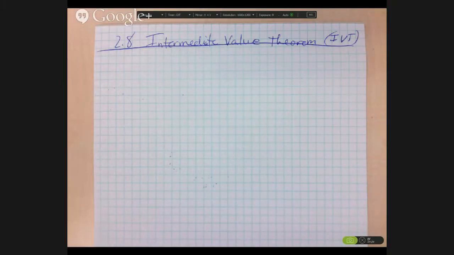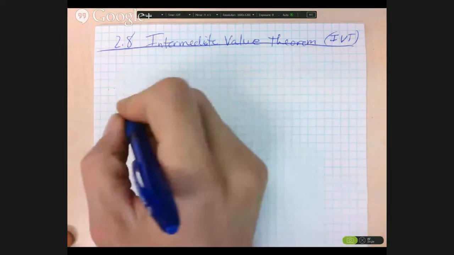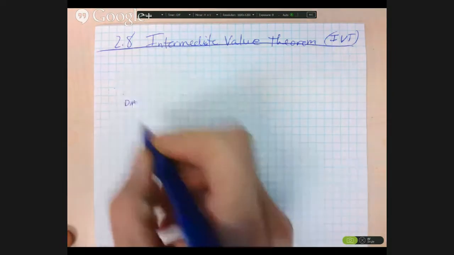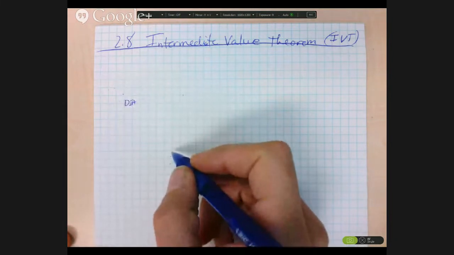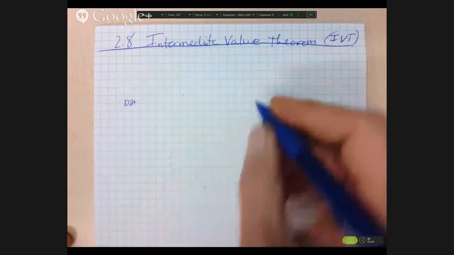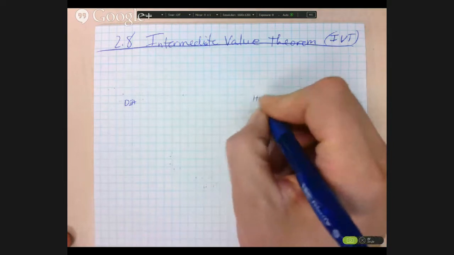Okay. Intermediate value theorem. Tell me this. Where do you want to go on a trip? Hawaii. Oh, good choice. Australia.